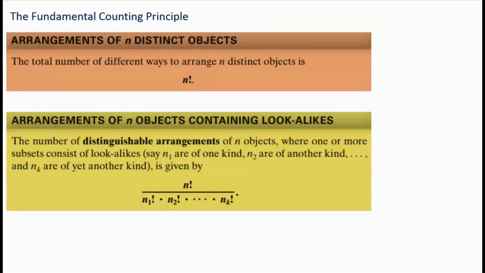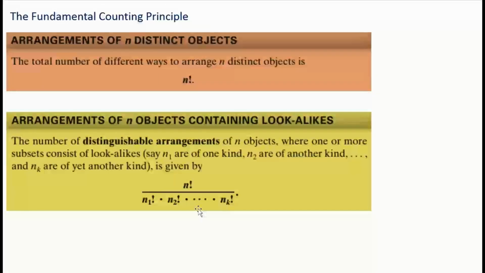Now, what if you have repeats? Okay, and this is when it gets a little bit interesting. What if you have repeats? So the number of distinguishable arrangements of n objects where one or more subsets consist of lookalikes, say n1 of one kind, or n2 of another kind, you end up dividing by the factorial. Now, it's going to help you to see a problem that uses this, so you know what I'm talking about.